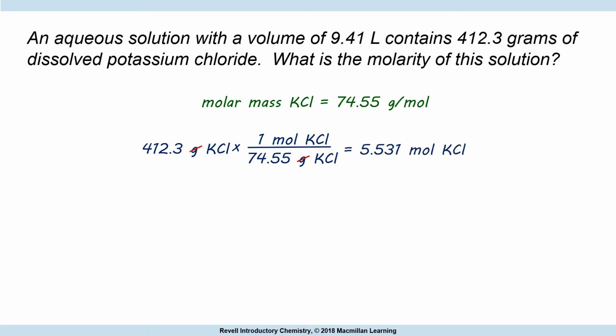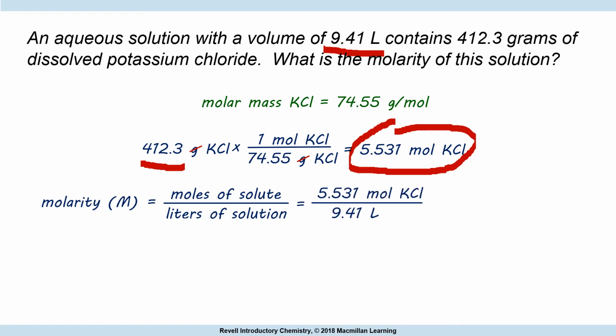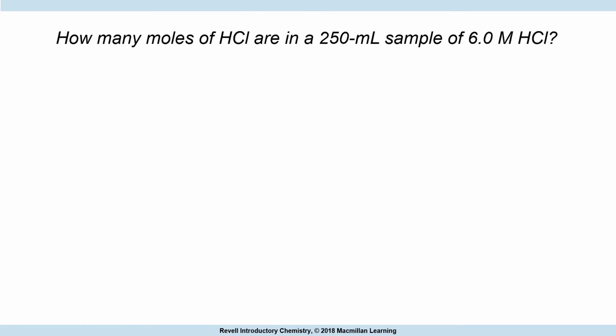Grams cancel out, and we have that many moles. So we have 5.531 moles of potassium chloride. We had 4 significant figures here, and we have 4 significant figures there. Okay, we have that many moles. Now, it is in this many liters, so that's the definition of molarity, moles per liter. And we come up with our answer. Right here we're given 3 significant figures, and that's why we're reporting a final answer in 3 significant figures.